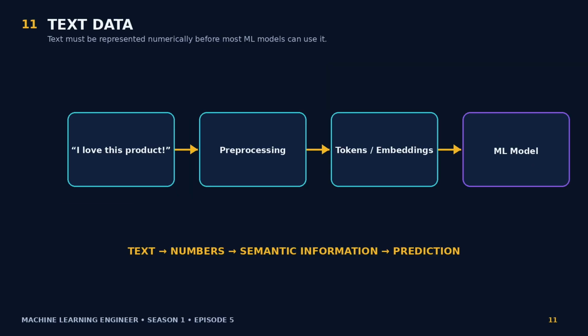Text is another important type of data. Consider customer reviews. A review such as I love this product contains useful information. But a traditional machine learning algorithm cannot simply understand the sentence as a human does. We need techniques to convert text into numerical representations.